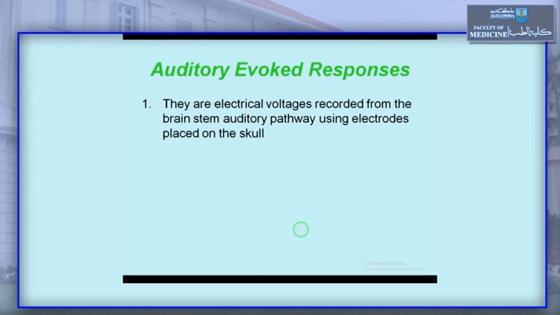This electrical activity is embedded inside huge electrical activities in the brain called the EEG. Now, in this specific test, we extract the electrical activity generated by the auditory nuclei from the rest of the electrical activity of the brain. And we are using electrodes that are put on the skull.